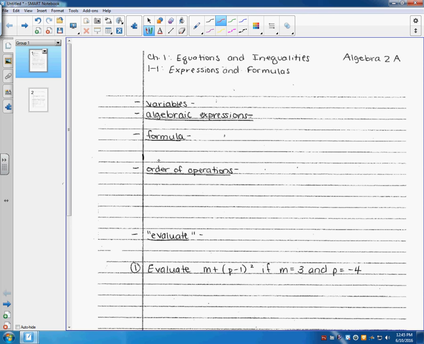Think to yourself, what's a variable? Can you think of an example? Can you put it in words? A variable, usually most people think of as a letter, and that's true. So it's letters used to represent unknown quantities. So let's write that in. Letters used to represent unknown quantities. Okay? So X, Y, Z, something like that.